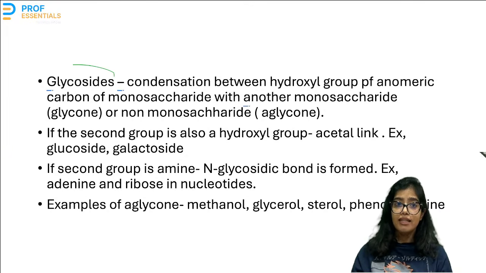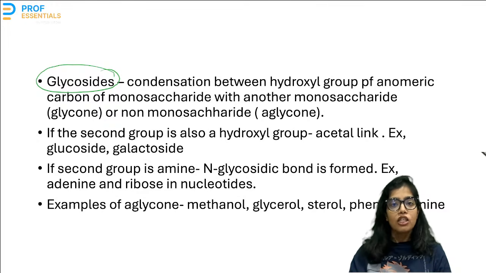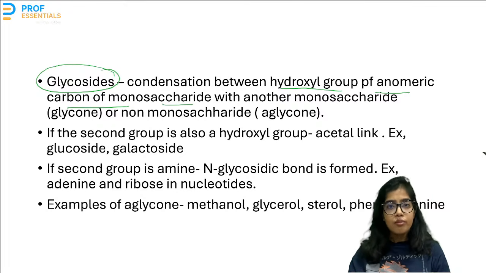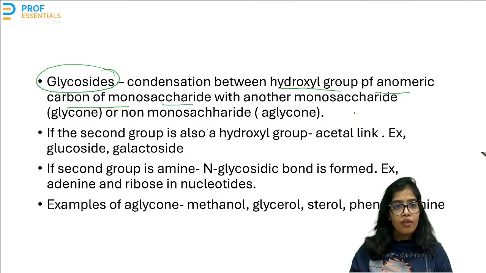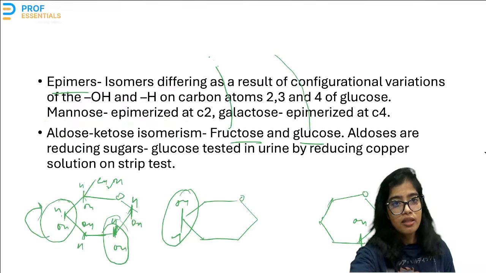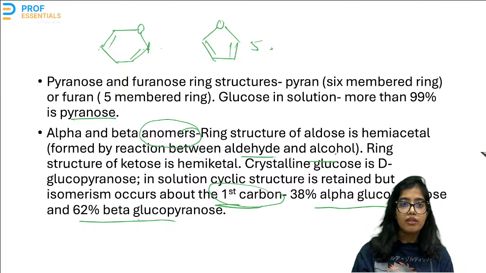Now, what are glycosides? Glycosides are condensation products of the hydroxyl group of the anomeric carbon of a monosaccharide with another monosaccharide or a non-monosaccharide. So glycoside means any bond that is formed with the anomeric carbon. What was the anomeric carbon? This, the first carbon. This is the anomeric carbon. Either the OH is on top or the OH is below. Alpha is when OH is on top, beta is when OH is below.